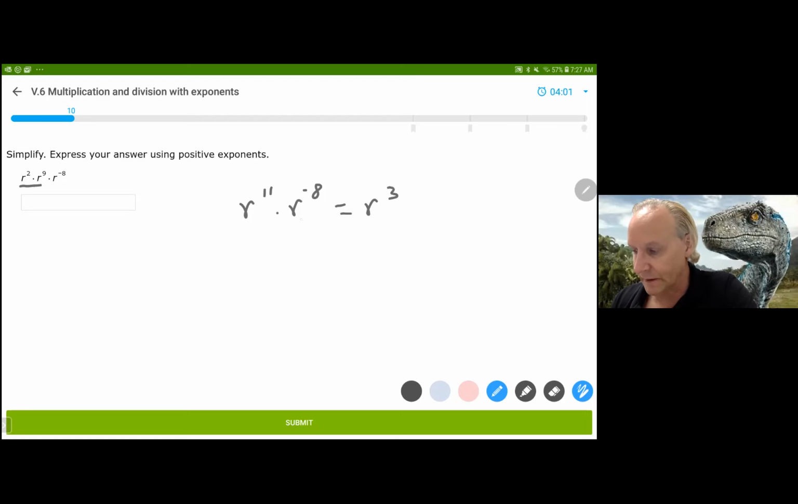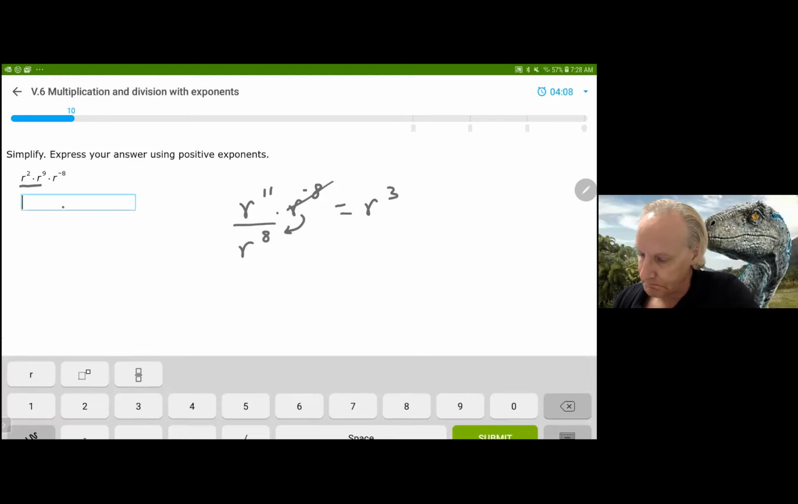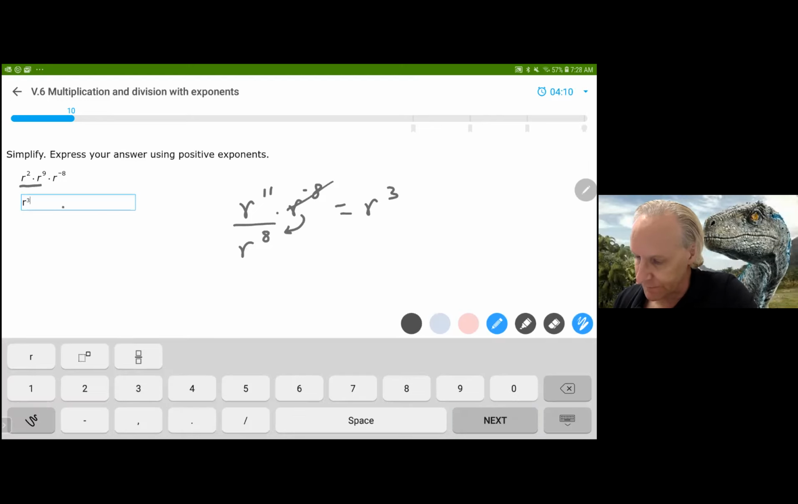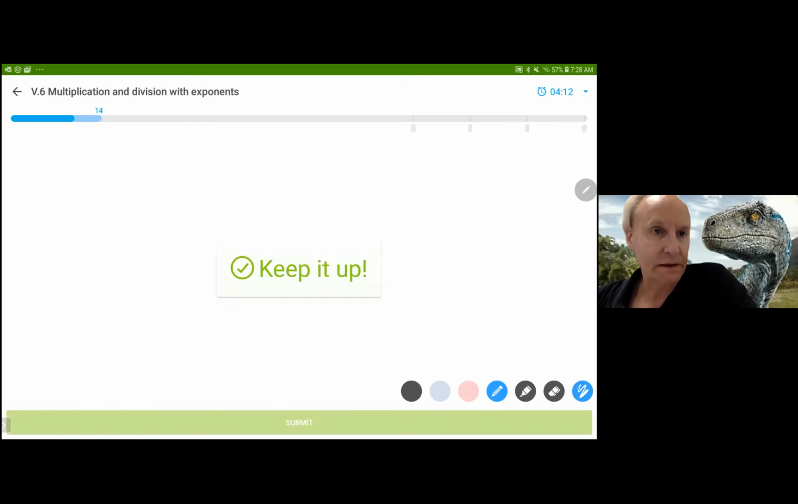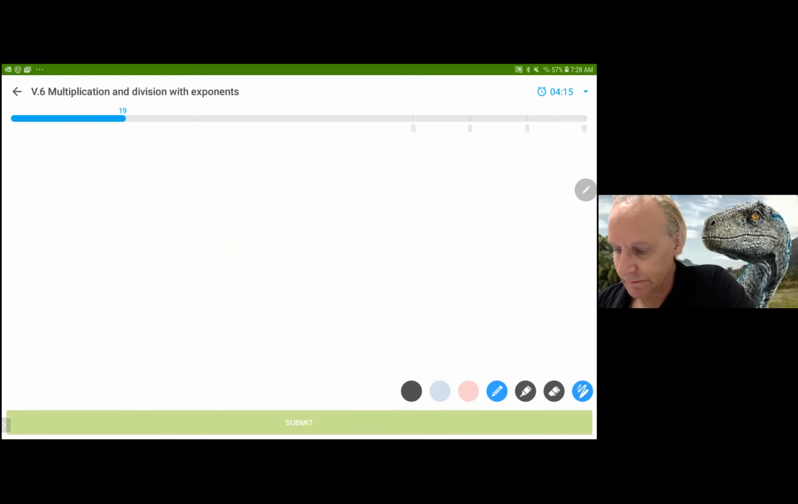Another way of thinking about it, of course, is to move this r to the 8th to the denominator and divide it. There it is, r raised to the 3rd. Not that difficult. Let's see what the next one says.